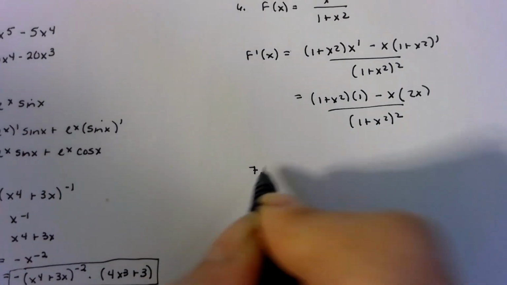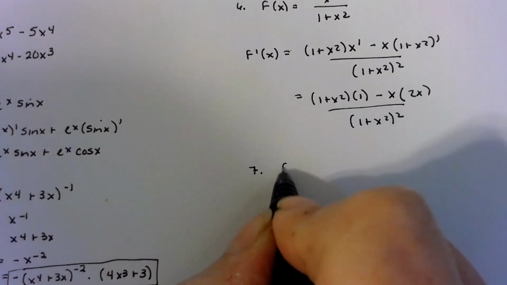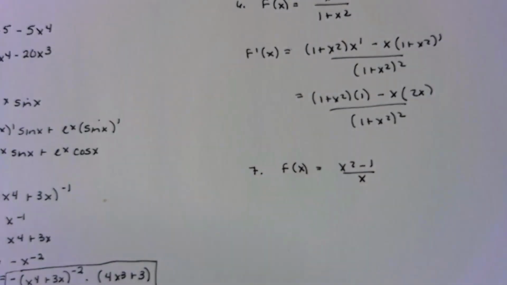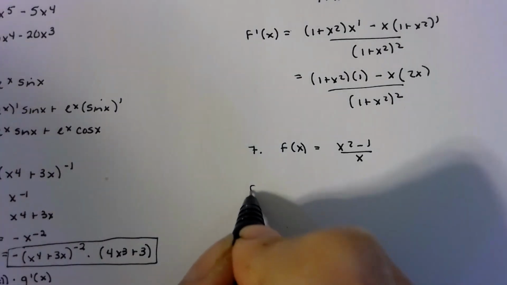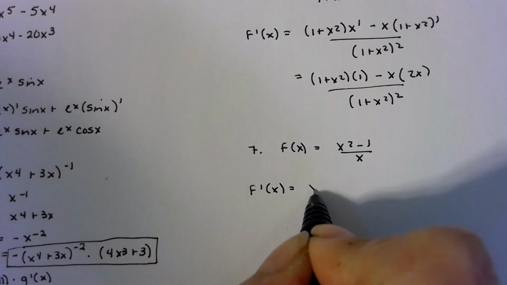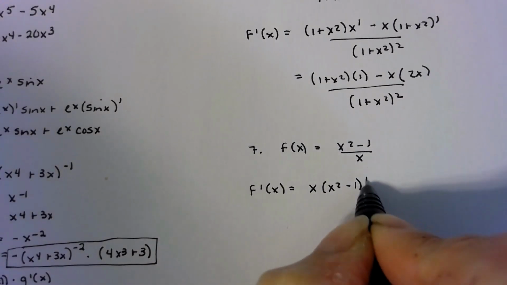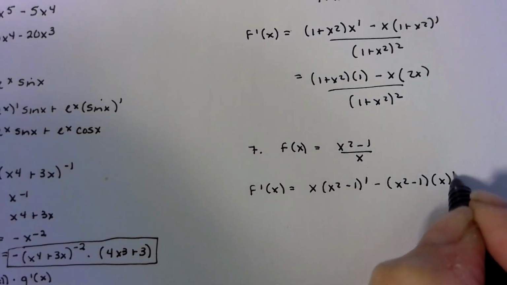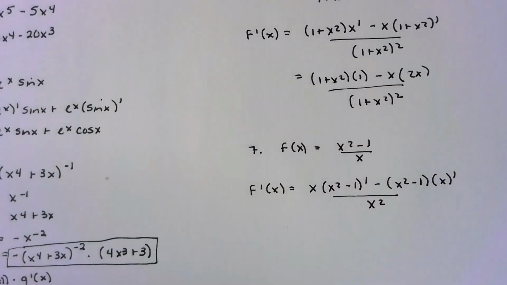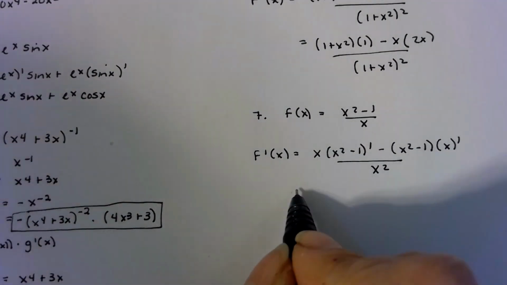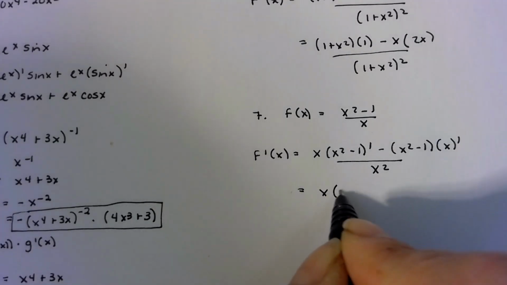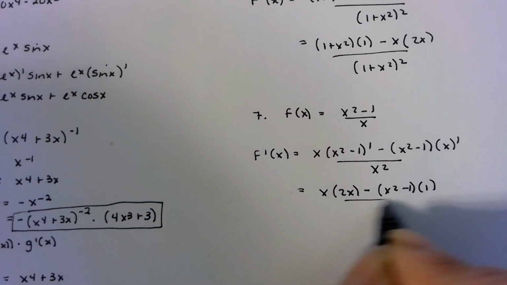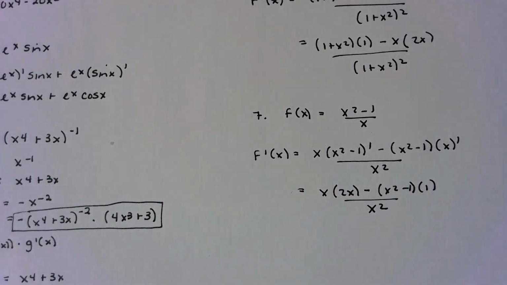Number 7. We have another quotient rule. It's (x squared minus 1) over x. So f prime of x is equal to low times derivative of high minus high times derivative of low over low squared. And now taking the derivative, we're going to have x times 2x minus (x squared minus 1) times 1, all over x squared. And you're finished.